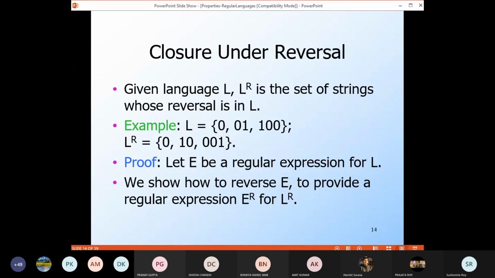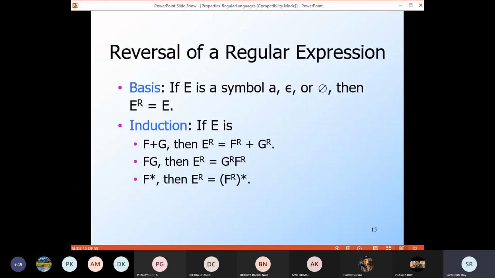And you can prove it in two ways. One is using the regular expressions. We have seen how regular expressions are reversed. These three induction rules basically define the reversal operation. The others are just induction stopping criteria, the induction basis. And these are the induction rules, and you can see they are taken directly from the recursive definition of regular expressions themselves. So regular expressions can be reversed.